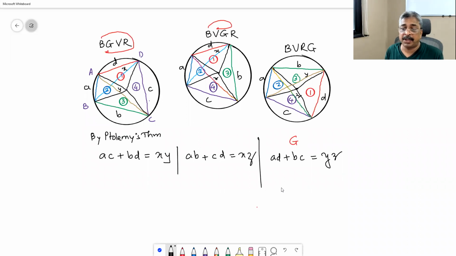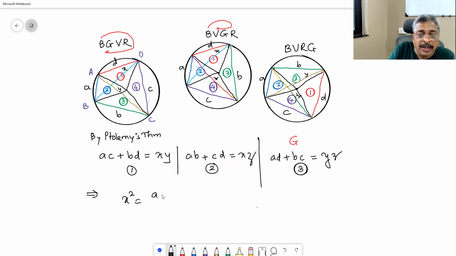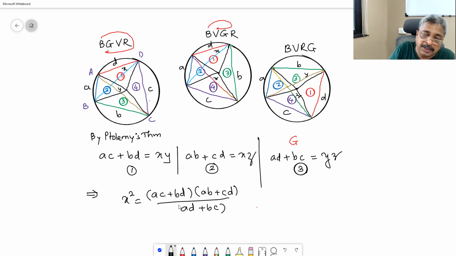You get three different algebraic identities. What is the purpose of these identities? These identities are going to provide us wonderful information. If we multiply 1 and 2 and divide it by 3, we are going to get x square is equal to (AC plus BD) into (AB plus CD) upon (AD plus BC). That is how we can find out the length of one of the diagonals amongst the three if A, B, C, D are known to us.